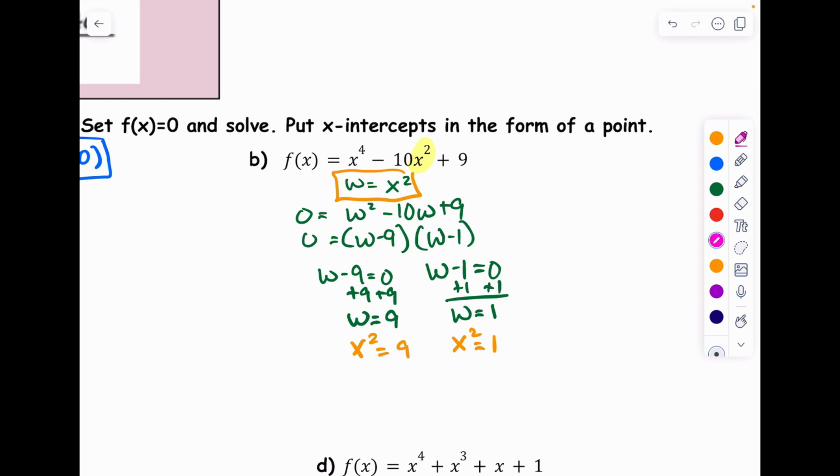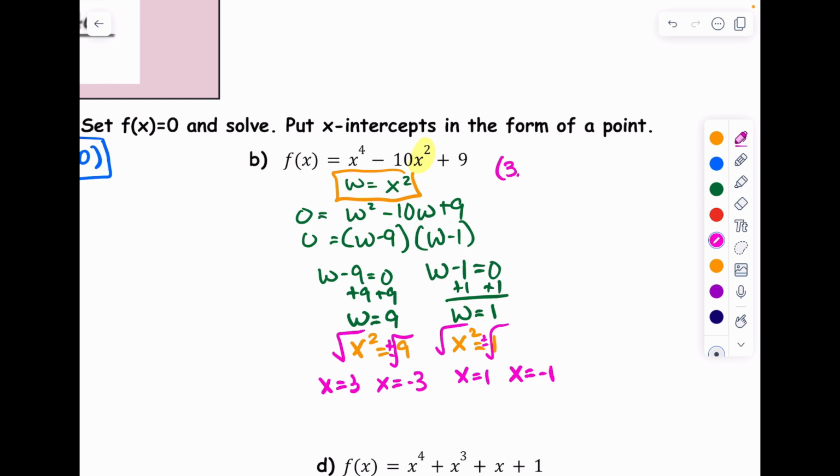So when we do that, we can take the square root of both sides, but we put plus or minus. So this is x is equal to 3, x is equal to -3. And we do the same thing on the side. And we get x is equal to 1 and x is equal to -1. So those are all the x values that would make y 0. So that means these are all intercepts.